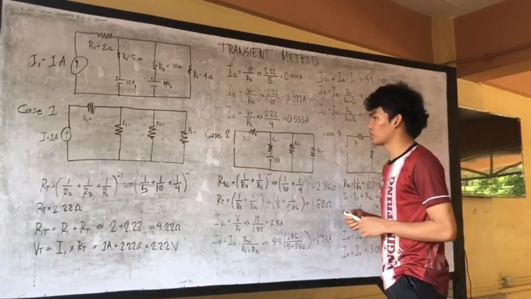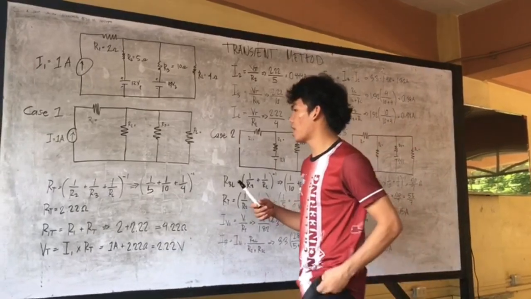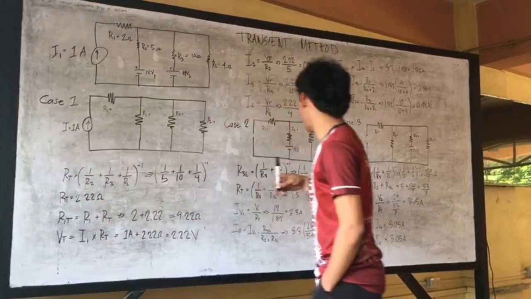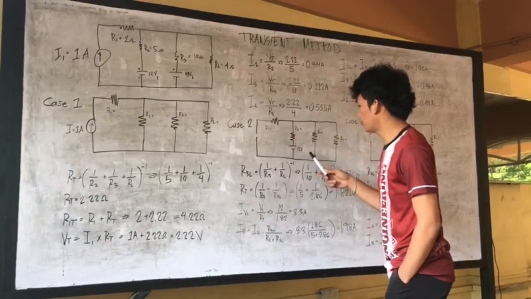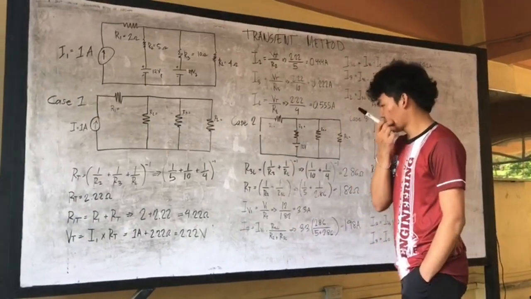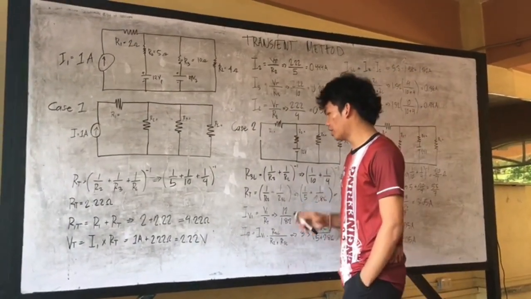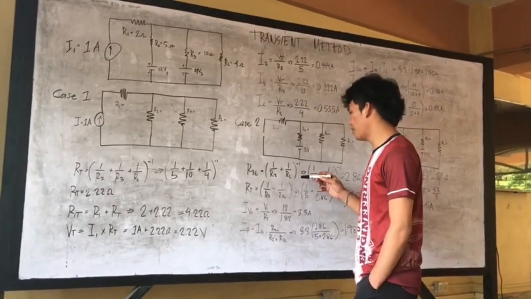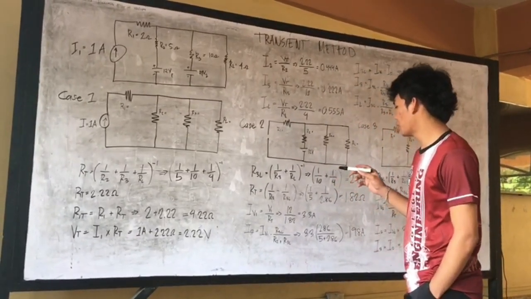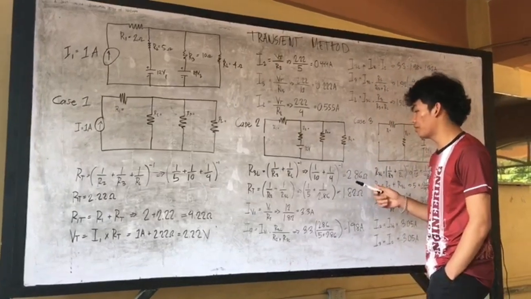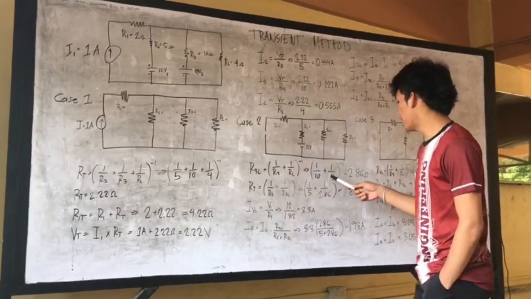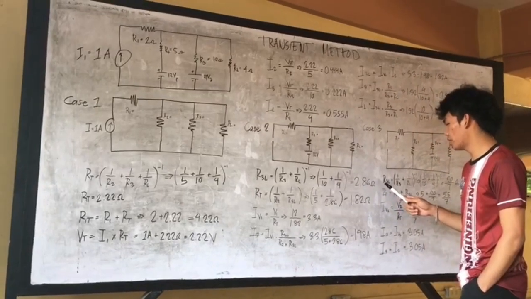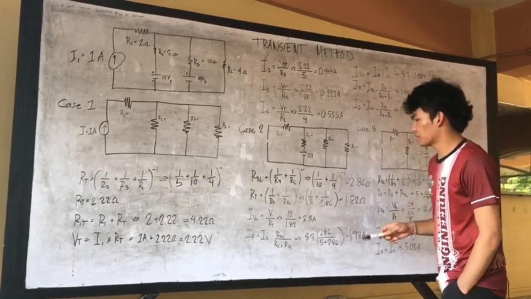Next, case 2. We need to close the current source and open the 12 volt source. To get the R3 load, the formula is 1 over R3 plus 1 over RL, exponent negative 1. Then substitute the numbers, 1 over 10 plus 1 over 4, exponent negative 1. The answer is 2.86 ohms.